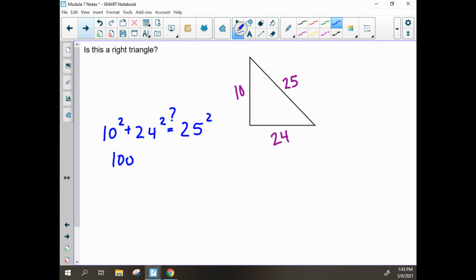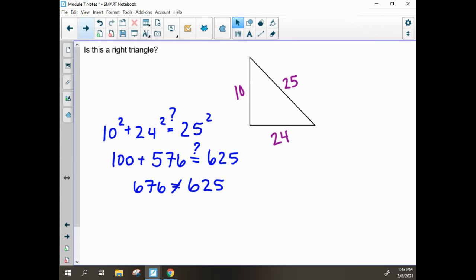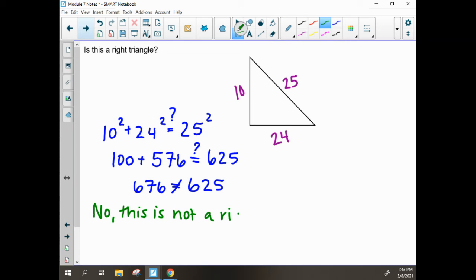10 squared is 100. 24 squared is 576. And 25 squared is 625. So we get 100 plus 576 is going to give us 676, which is not equal to 625. So if they are not equal, then no, this is not a right triangle.